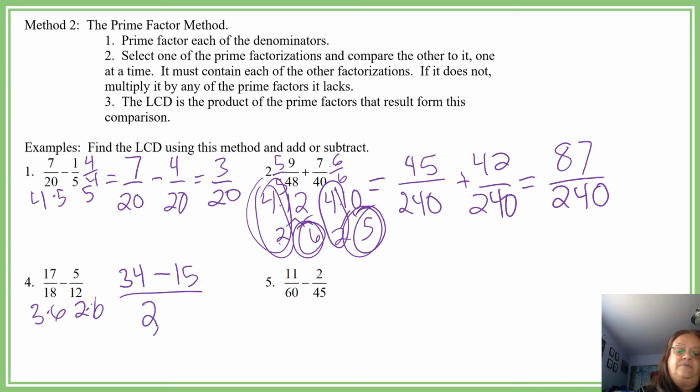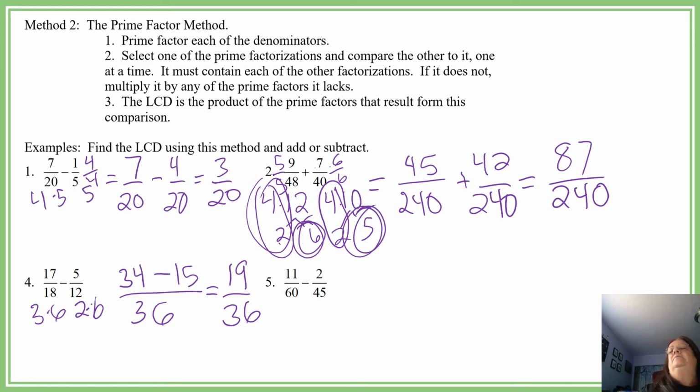Whoa, that's a very bad 3. Looks like a great 2, but it's a very bad 3. 36. 34 minus 15 is going to be 19. 19 over 36. All right, we're getting there, slow but sure.